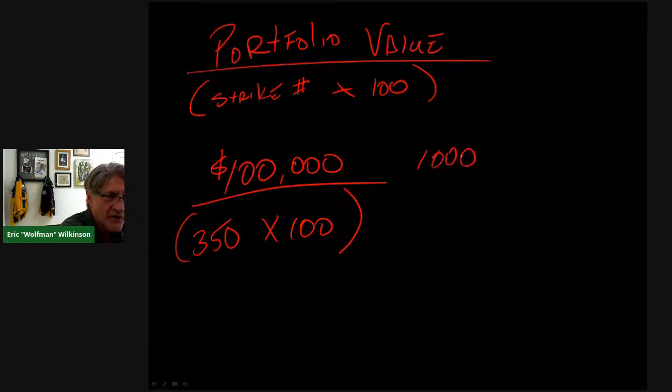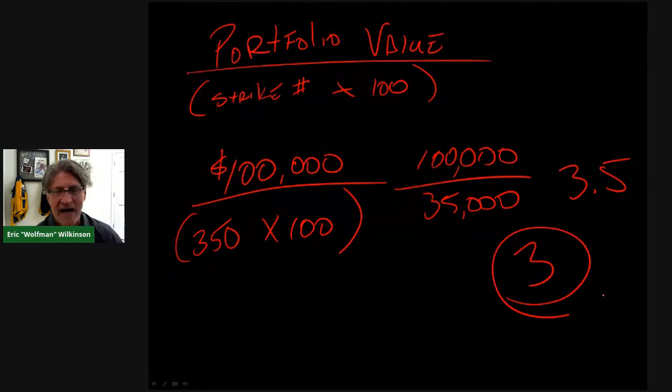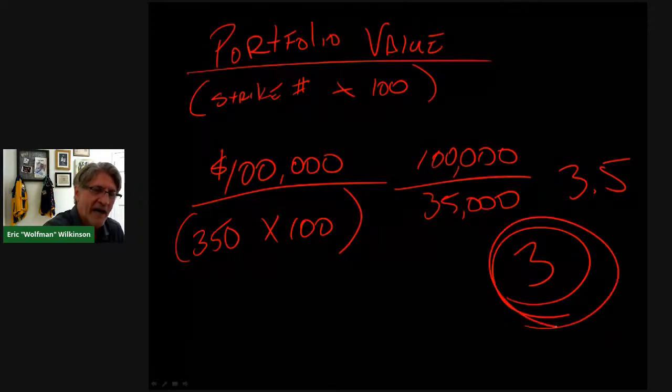So you take 100,000 divided by 35,000, and that ends up being right around 3.5 contracts. I would go a little less, folks, rather than a little more, so 3 contracts. But if you're really bearish and really worried, then maybe roll it up to 4 contracts, because you can't do a half one. So 3 contracts is what I would look to do to hedge a $100,000 portfolio.